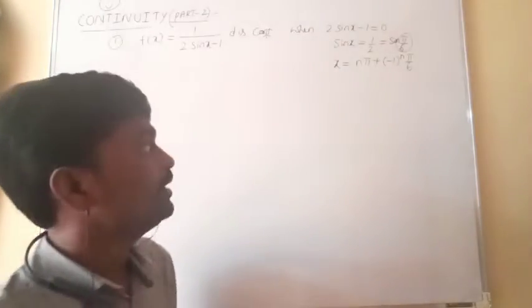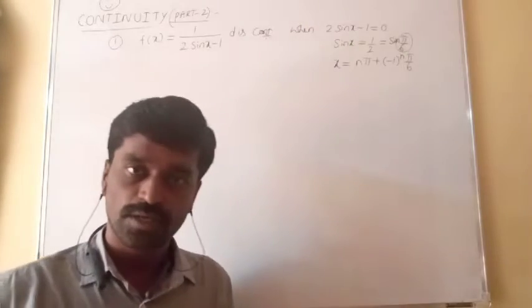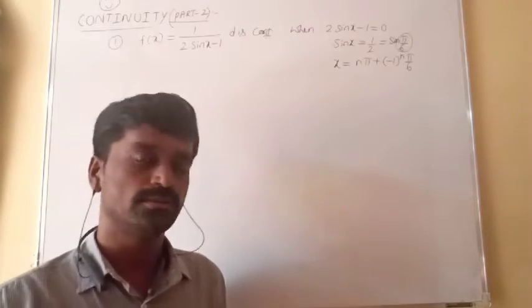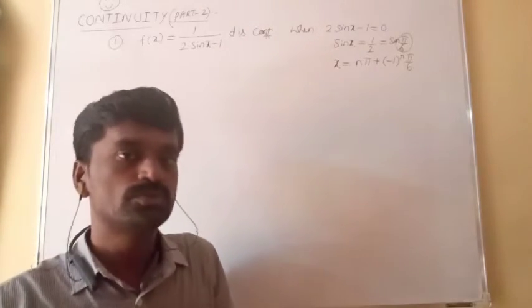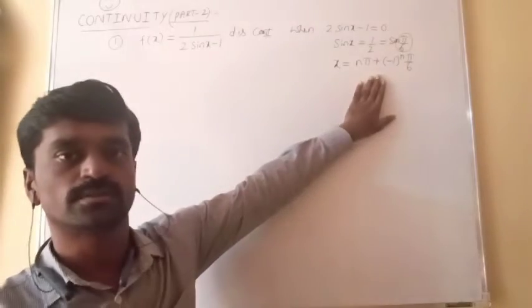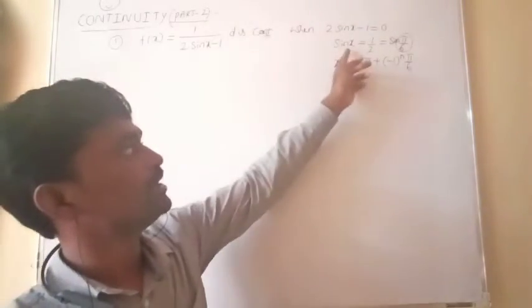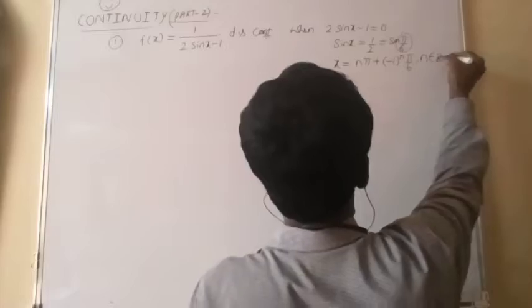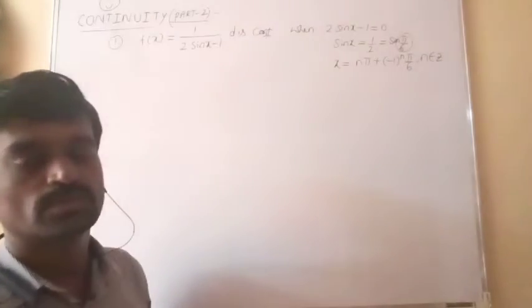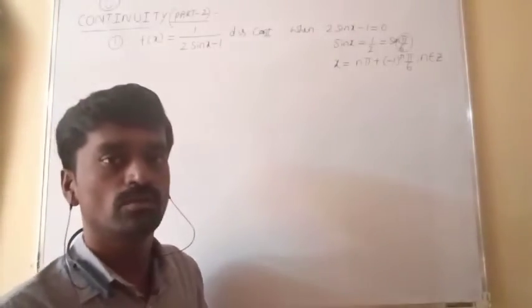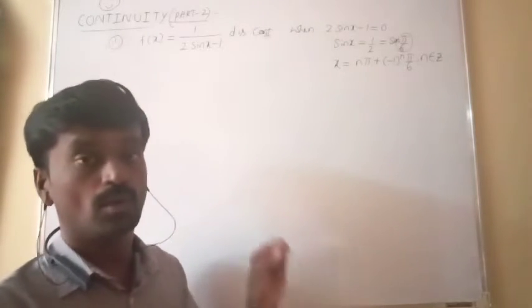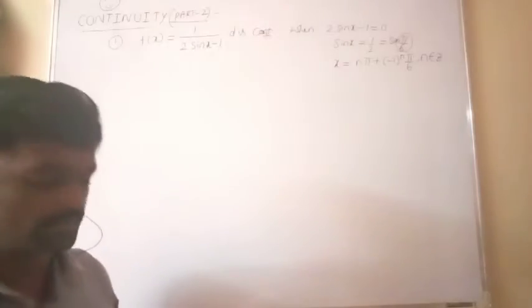Or you can write x is equal to 2n pi plus pi by 6, one solution, and x is equal to 2n pi plus 5 pi by 6, that is also one solution. The union of those two solutions gives this. So this is the general solution of sin x is equal to 1 by 2, where n is an integer. If you take n value 0, pi by 6. If you take n value 1, 5 pi by 6. So like that, how many solutions will we get? Infinitely many. At all those points, this function is discontinuous.